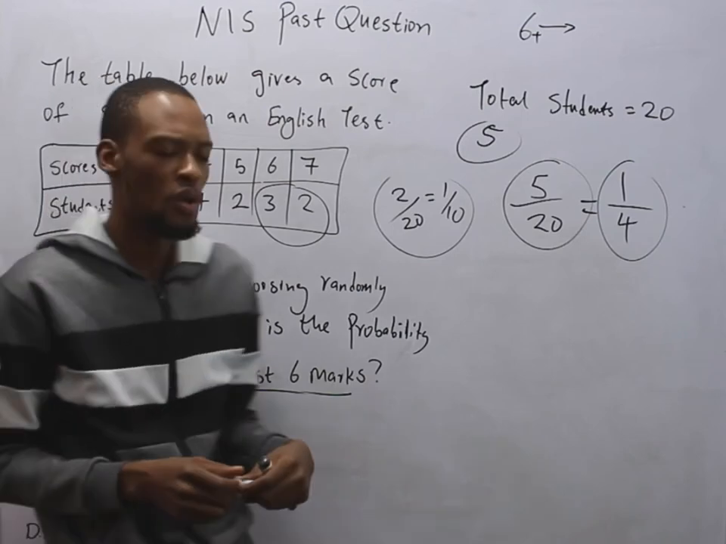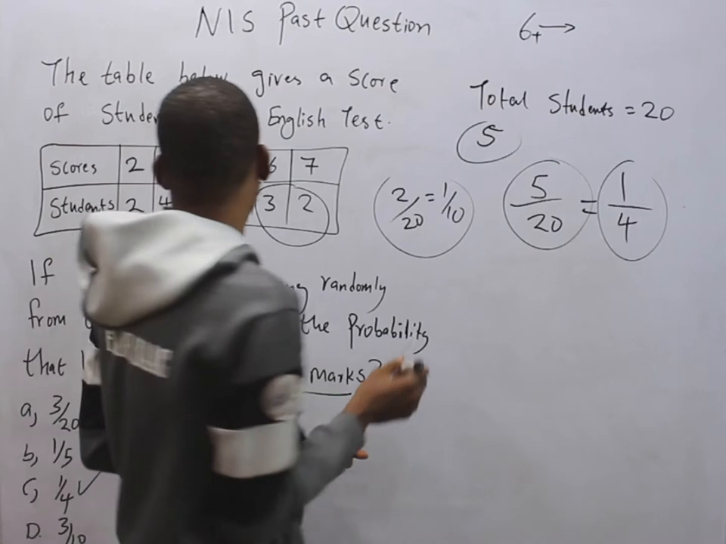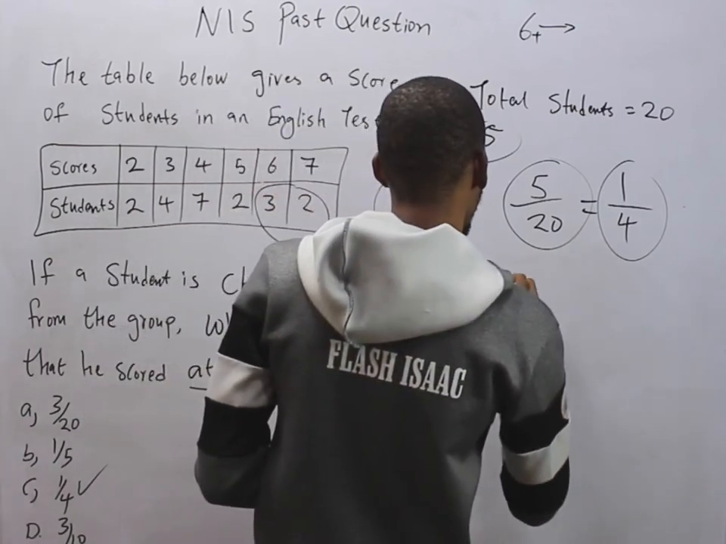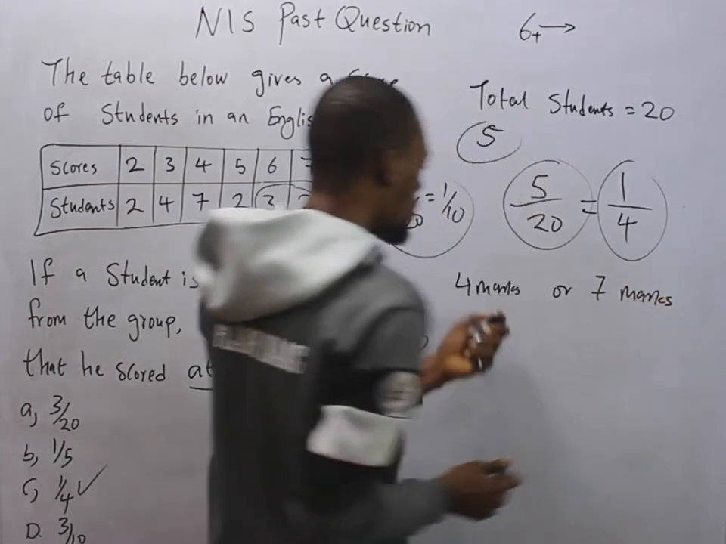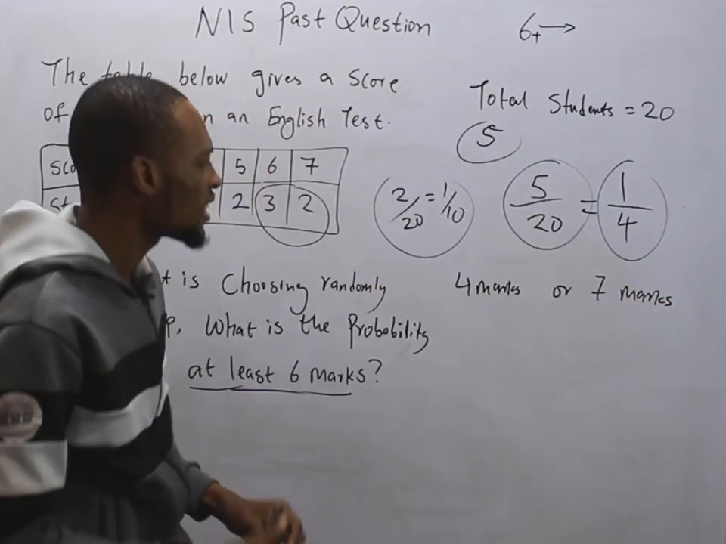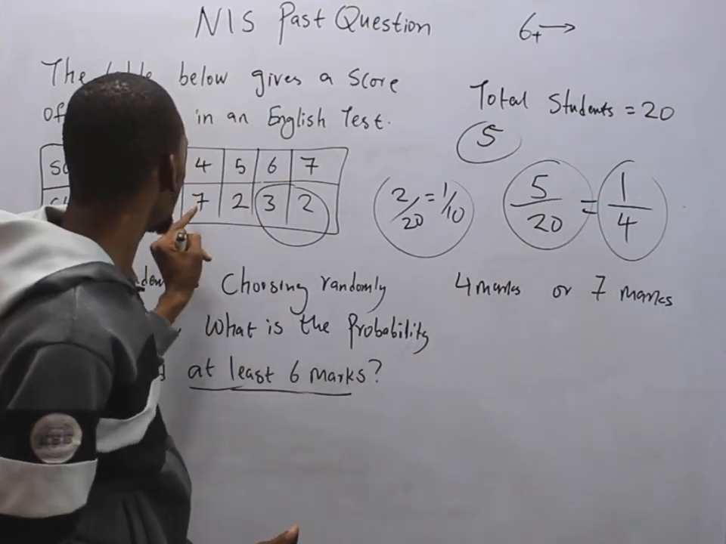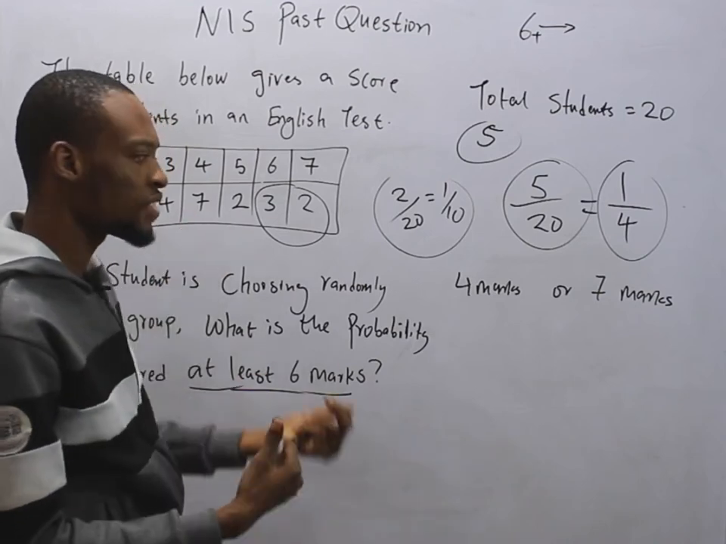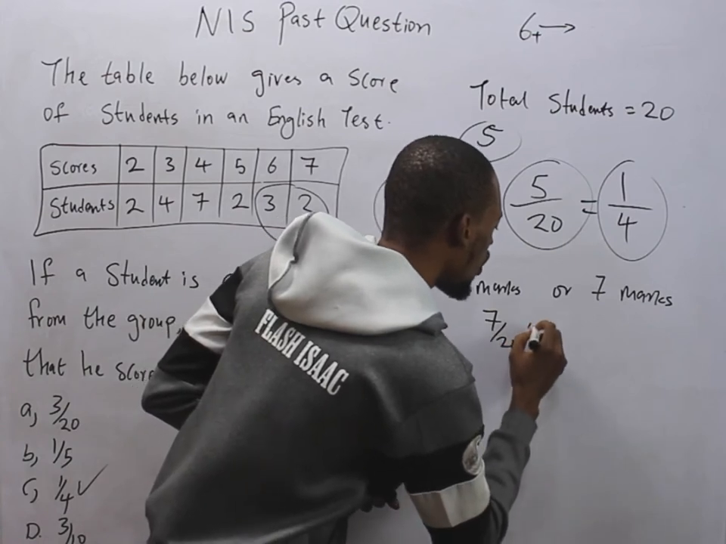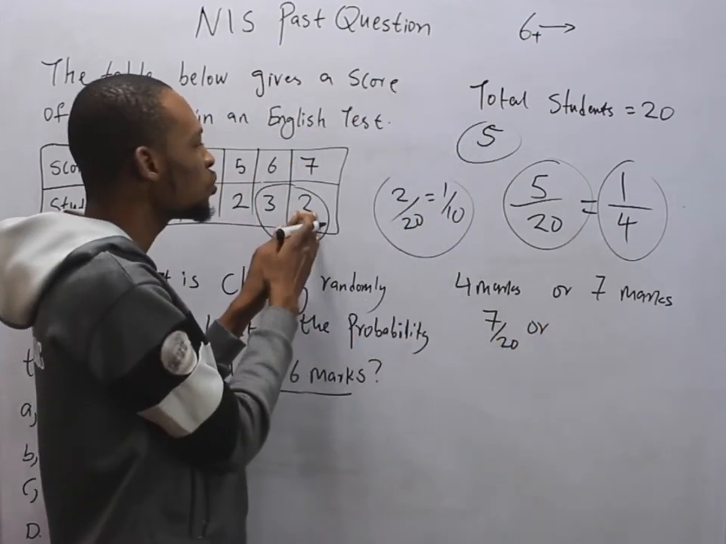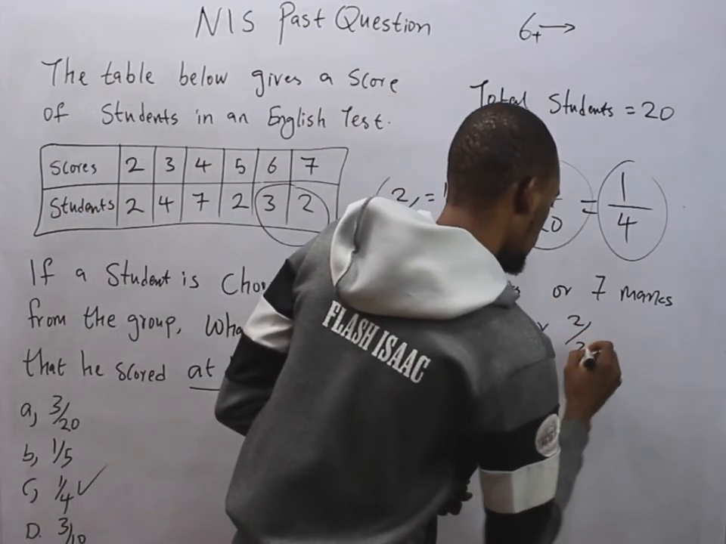Now, what if they asked you, what is the probability that a student picked at random scored 4 marks or 7 marks? You check for students who scored 4 marks. 7 students out of 20 scored 4, so 7 over 20, or... Now, 7 marks. 2 out of 20 scored 7 marks, or 2 over 20.